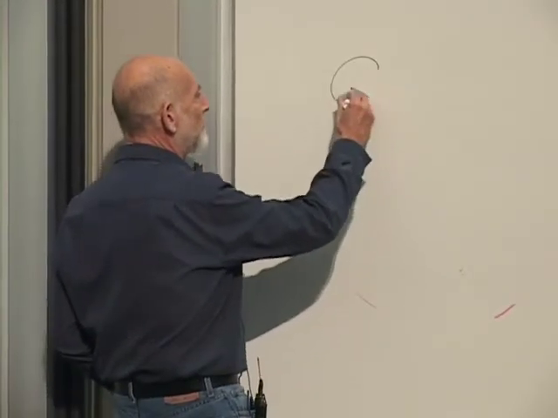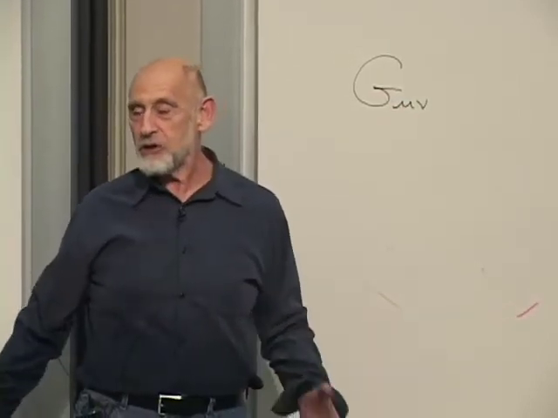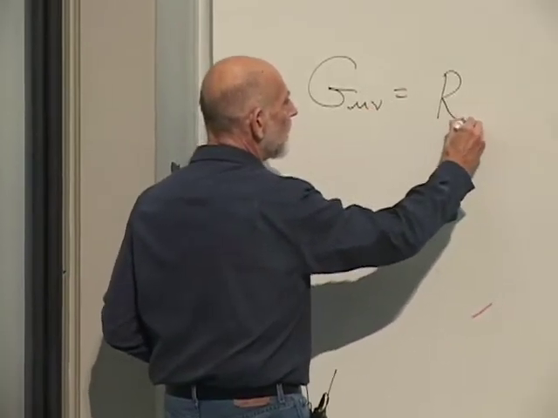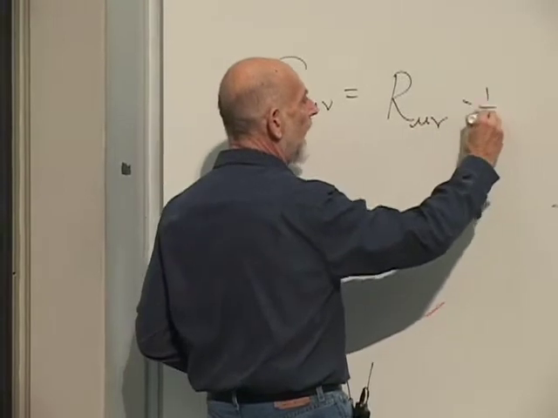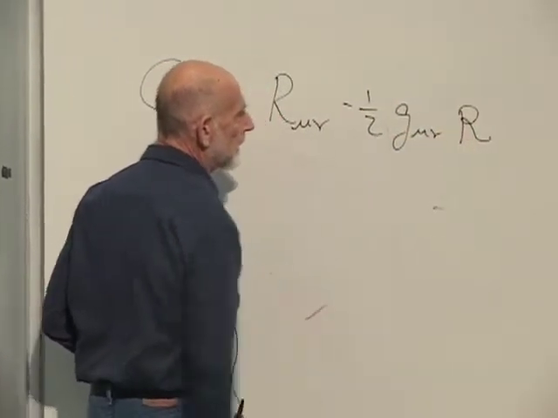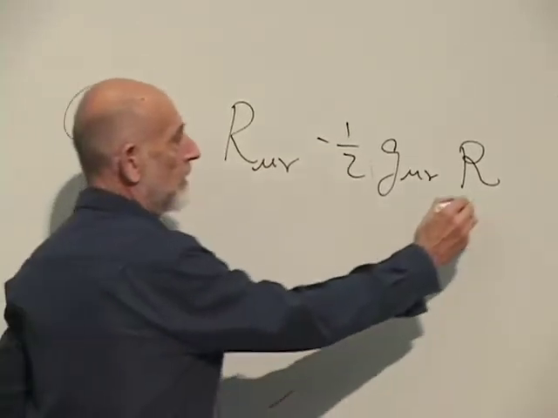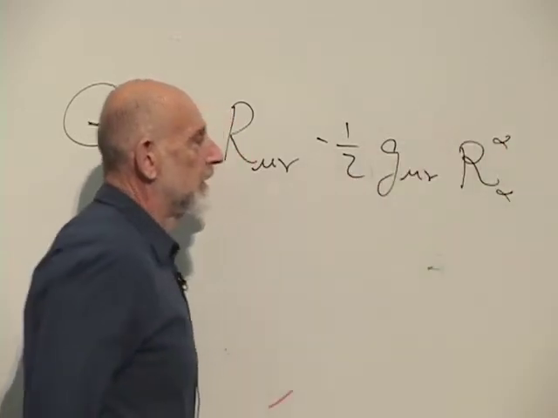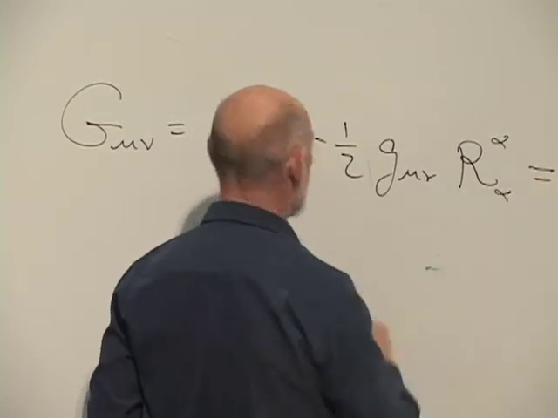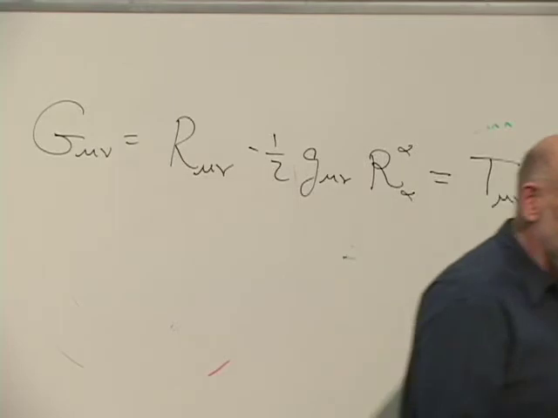It's a tensor called capital G mu nu. It's called the Einstein tensor, and the reason it's called capital G is because it's got something to do with gravity. But it's also equal to R mu nu minus 1/2 g mu nu R. Okay. Well, R, what is R? R is R alpha alpha. And that's equal to T mu nu, where T mu nu is the energy momentum tensor.